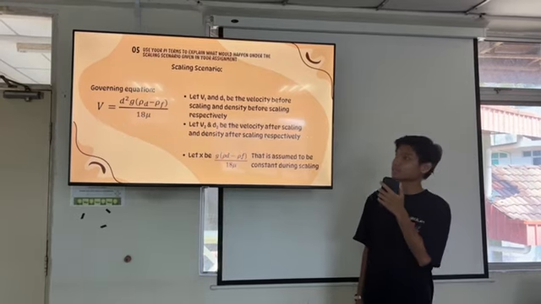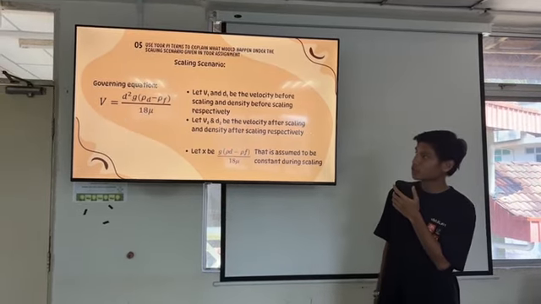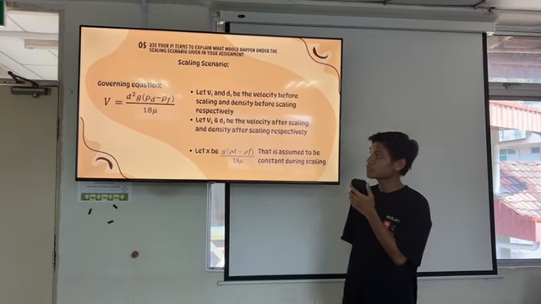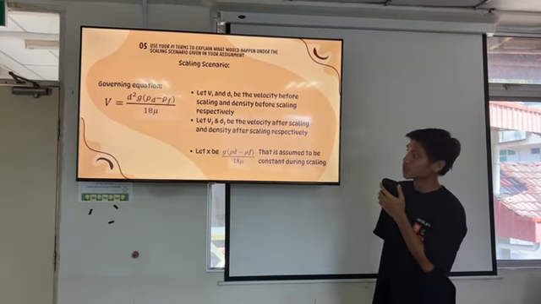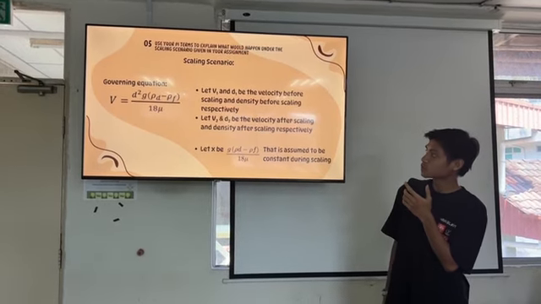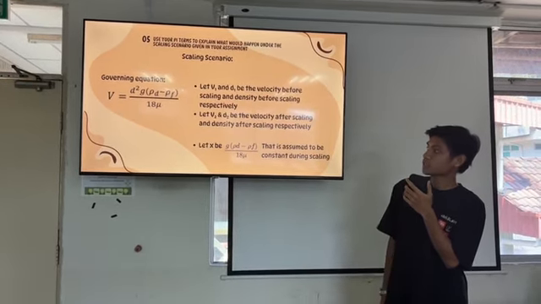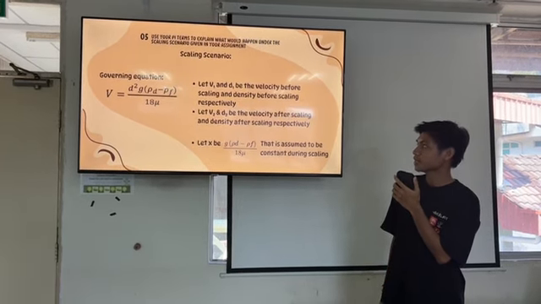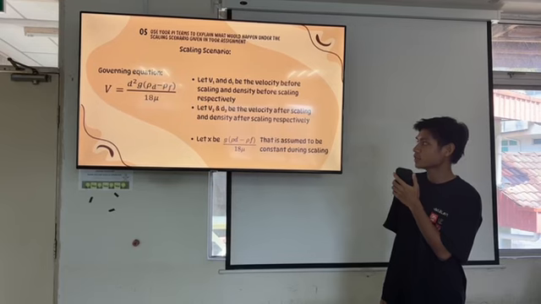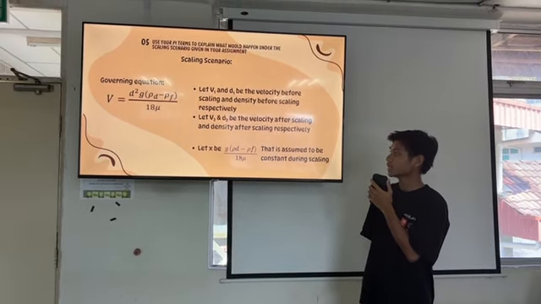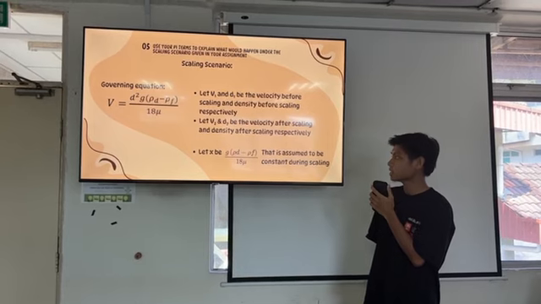So for our scaling scenario, given the governing equation V equals d to the power of 2 g (rho d minus rho f) over 18 mu. From the equation, we let v1 and d1 be the velocity before scaling and the diameter before scaling respectively, and let v2 and d2 be the velocity after scaling and the diameter after scaling respectively.